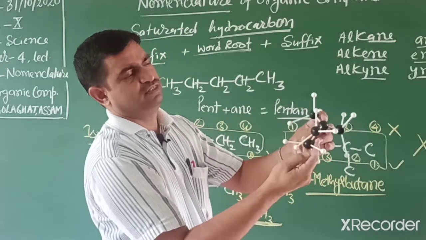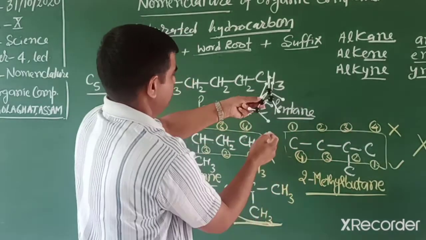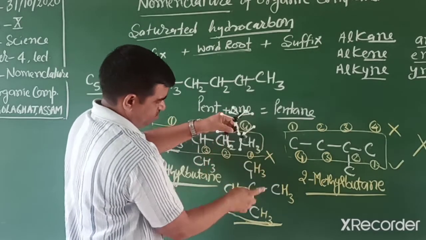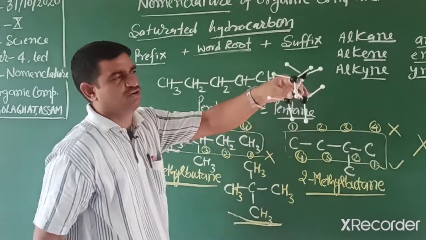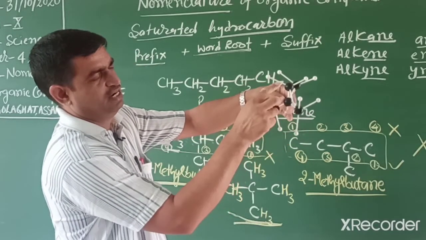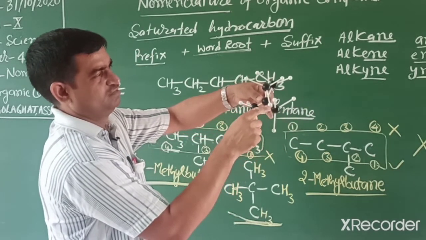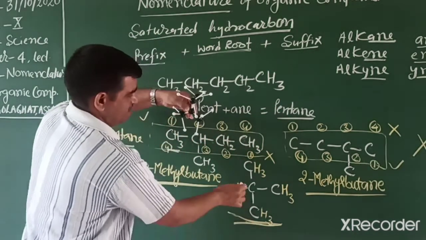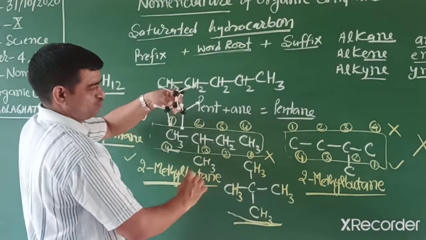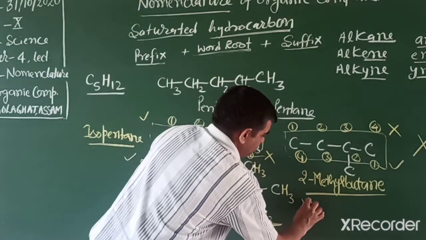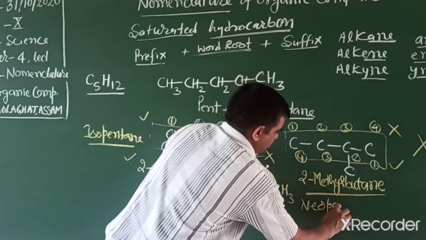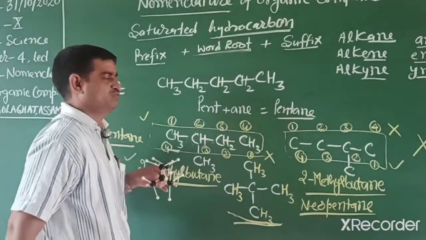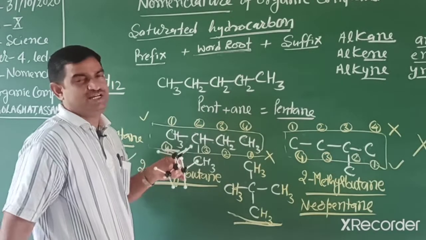Yes, students, you can observe like this. This one is neopentane. Why? Because one carbon is attached to 4 carbon. This one is 1 carbon and it is attached to 4 carbon. CH3, CH3, CH3, CH3, all are CH3, and the valency is complete. So this common name is neopentane. We will discuss this common name in 11th class. But what is its IUPAC name?